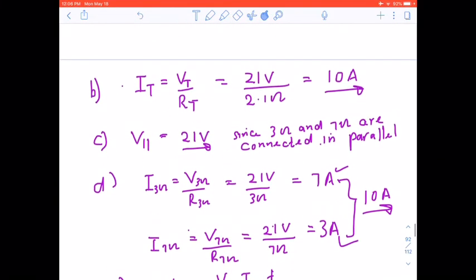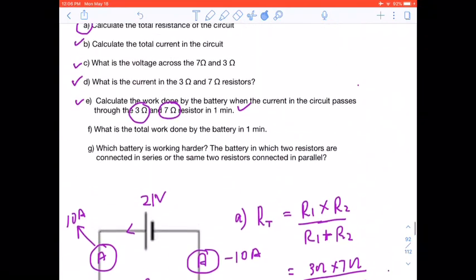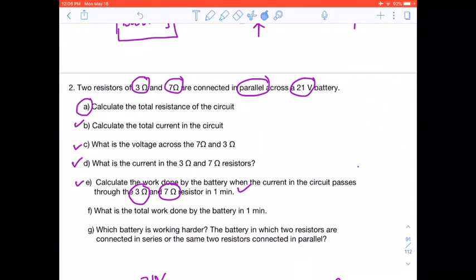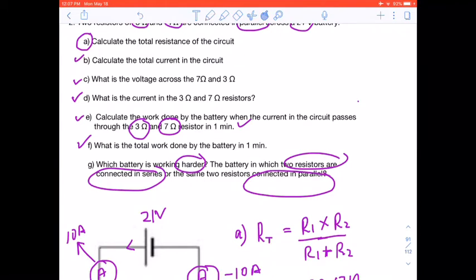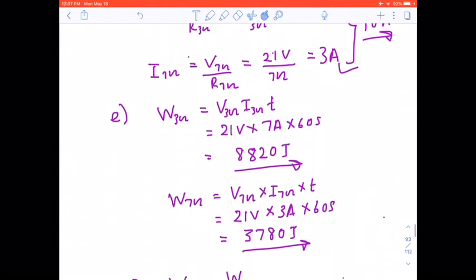And then, if you look at the last one here now, it says which battery is working harder, right? We've already worked it out. The battery in which the two resistors are connected in series, or the same two resistors connected in parallel. So that we know where the battery is working harder.